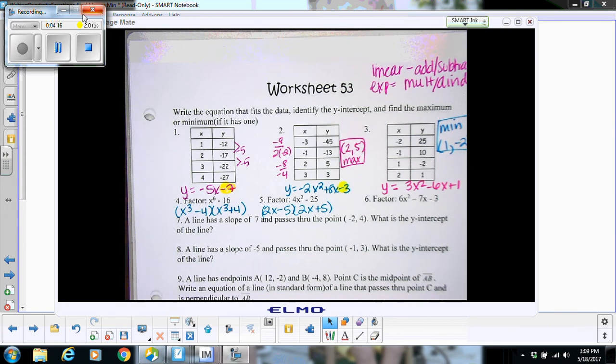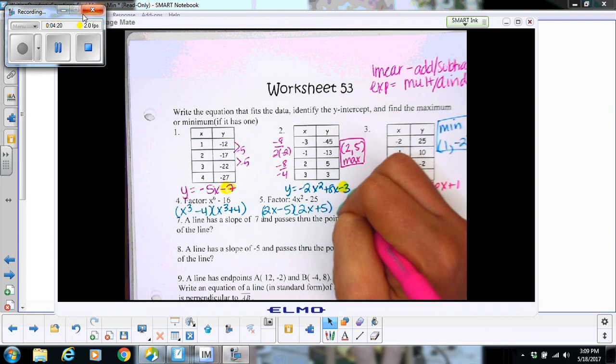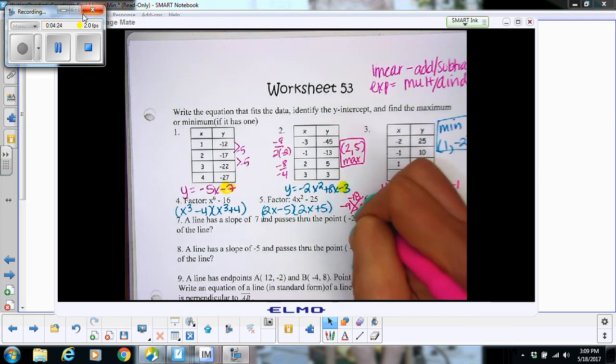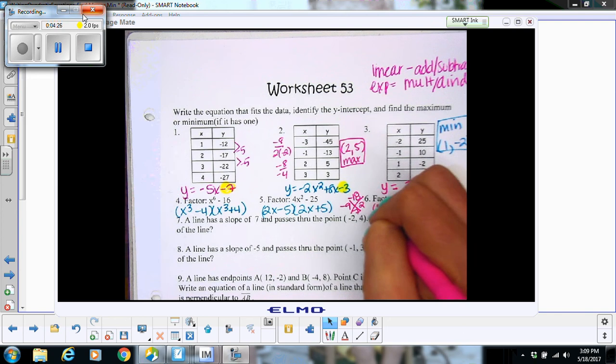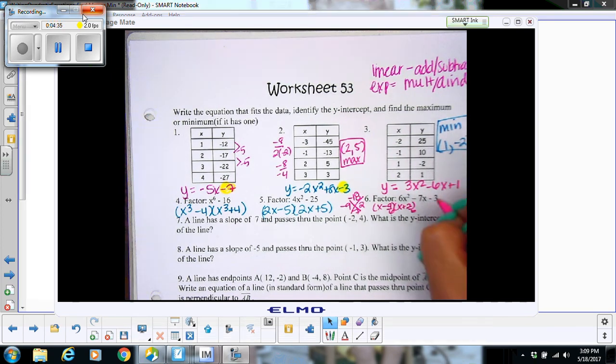And then over here on number 6, we're going to have to Xbox that. So that's going to give me negative 18 and negative 7, which gives me negative 9 and positive 2. And those need to be divided by 6. So after I simplify here, that's going to be 3 over 2, so that's going to be 2x minus 3. And that's going to be 1 over 3, or 3x plus 1.